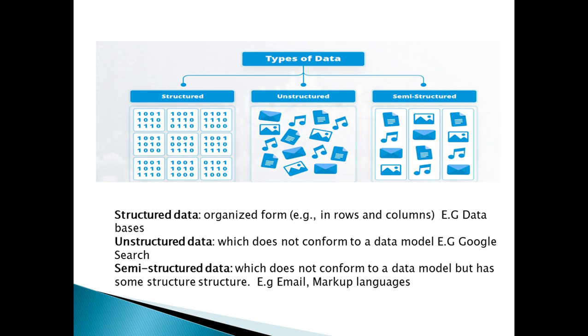So this is all about the data. We discussed three types of data: structured, unstructured and semi-structured. In simple terms: structured data, databases. Unstructured means when we do a Google search, that is unstructured, and semi-structured means the data that we can make into a structured form by using some markup languages, that is semi-structured data.